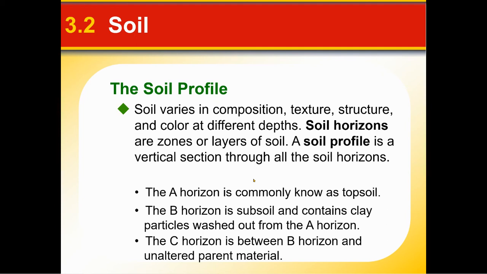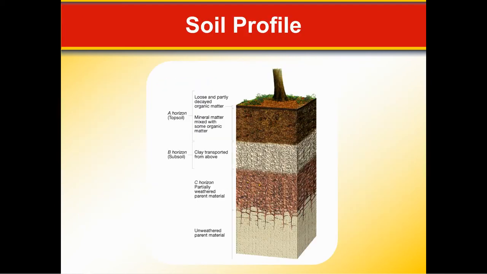The A horizon is commonly known as topsoil. The B horizon is subsoil and contains clay particles washed out from the A horizon. The C horizon is between the B horizon and unaltered parent material. Here we go. Here's our A horizon. Our B horizon is going to have more clay in it. The C horizon has a lot of parent material in there. It's being weathered. Here you can see it breaking down, and eventually this all gets mixed together. And then, of course, on the bottom, the unweathered parent material.